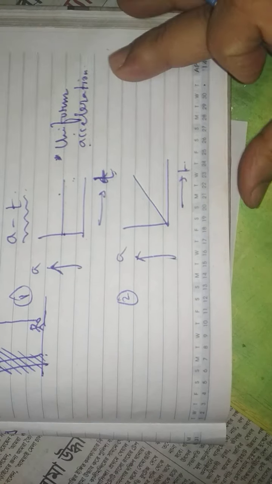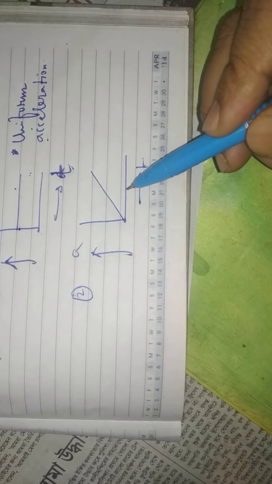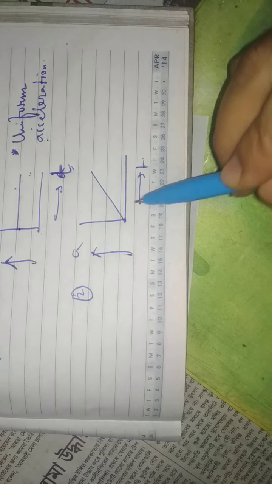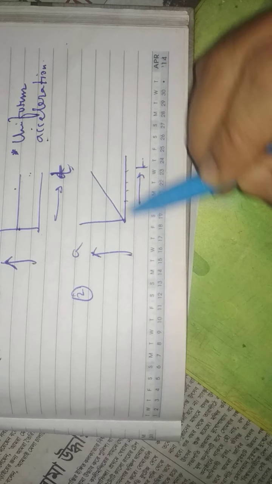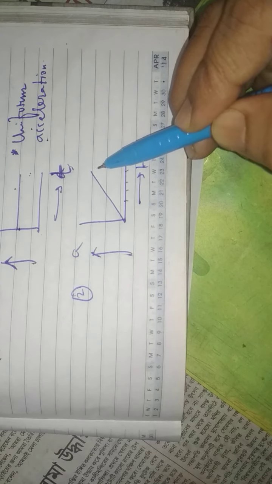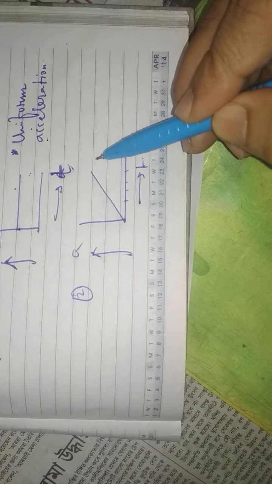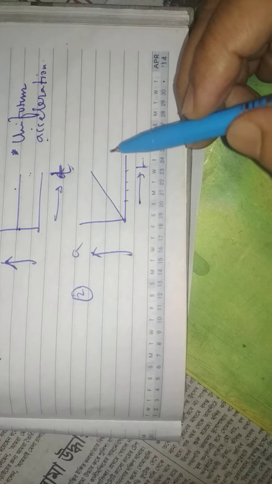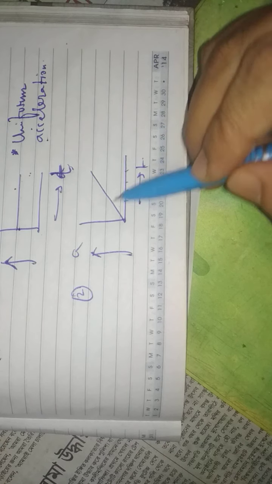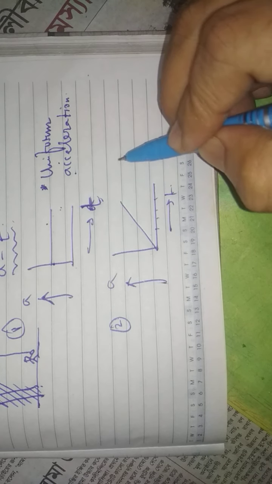Acceleration doesn't change. But if the acceleration changes and it increases with the passage of time, that is non-uniform acceleration. So that graph is like this. That means with the passage of time, the acceleration is getting increased. So in this case, the graph will be like this only.